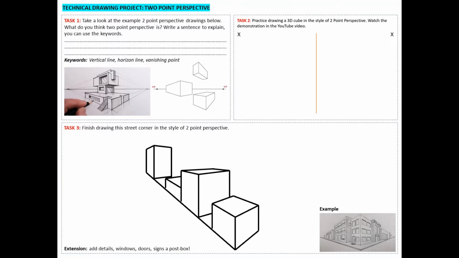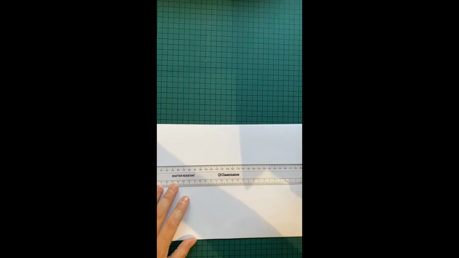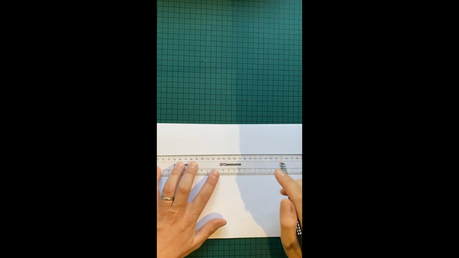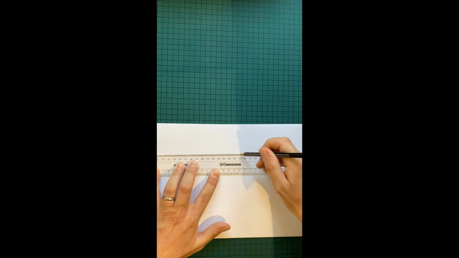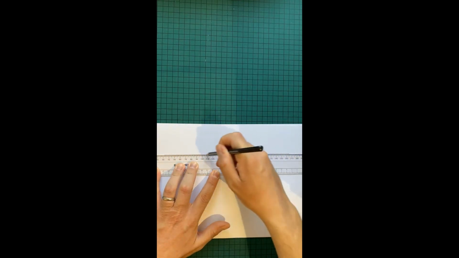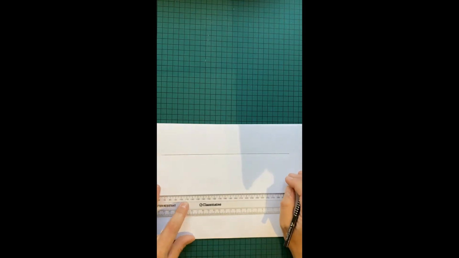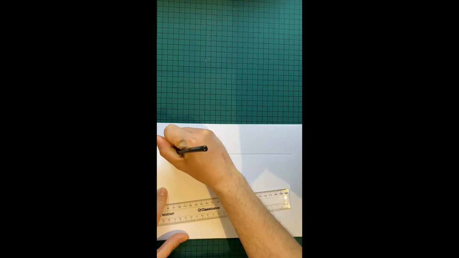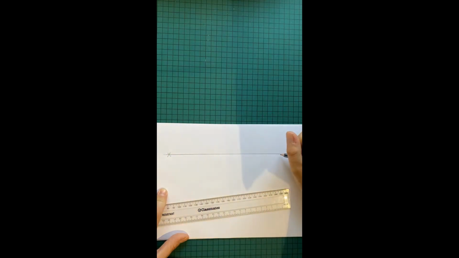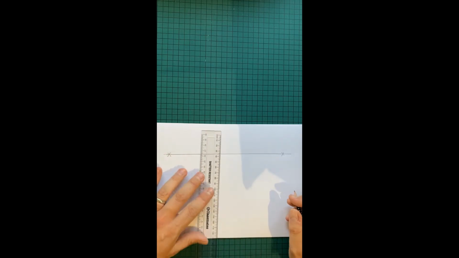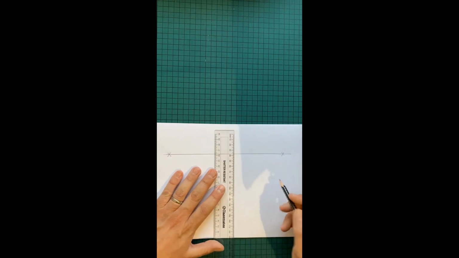Task 2, so here you're going to have a go at drawing a 3D cube in the style of 2-point perspective. And I've got a video clip of me completing this task just to help you. So the very first thing I'm going to do is I'm going to draw my horizon line. So I'm drawing my horizontal line, and then I'm going to put a vanishing point on either end of that line. So two vanishing points, because this is 2-point perspective. I'm then going to draw a line going roughly down the middle, so vertically down from the center of that horizontal line.